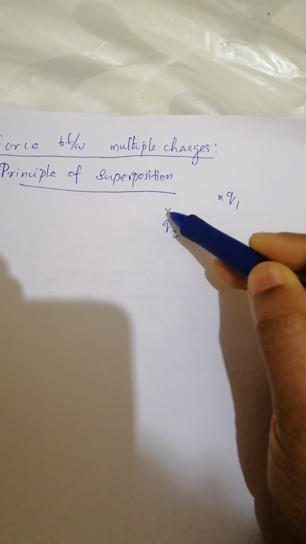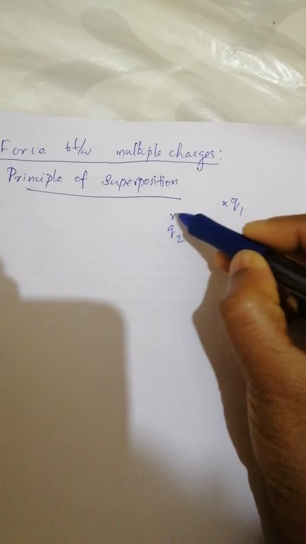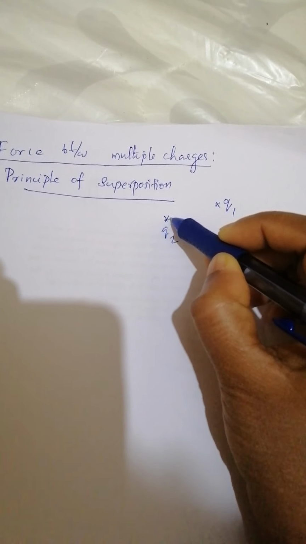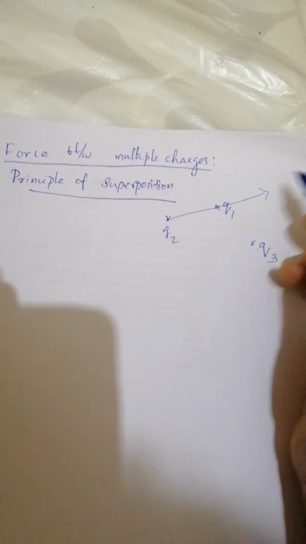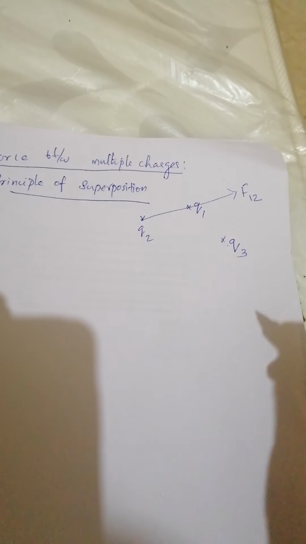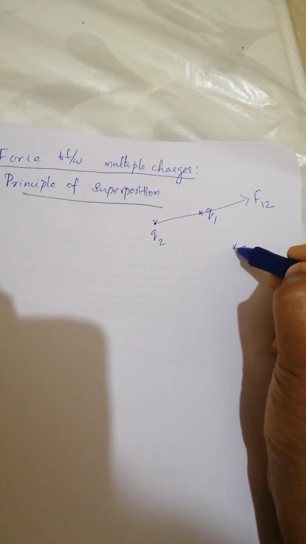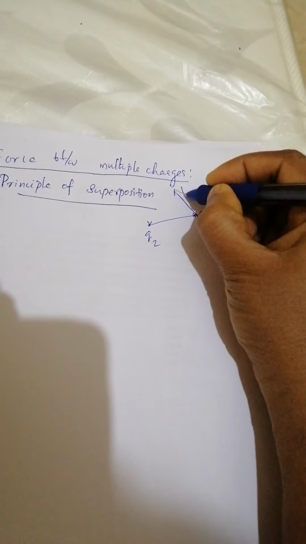Consider charges Q1, Q2 and Q3, which are nearby. Then what happens? There will be a force between Q2 and Q1. The force exerted by Q2 on Q1, we can call F12, and the force on Q1 due to Q3, in this direction, we can call F13.